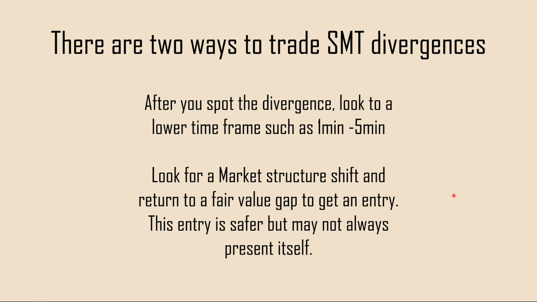The next way to trade an SMT divergence is after you spot the divergence, look for a lower time frame entry on the 1 through 5-minute charts. You want to look for a market structure shift and a return to a fair value gap to get an entry. This entry is safer, but may not always present itself.